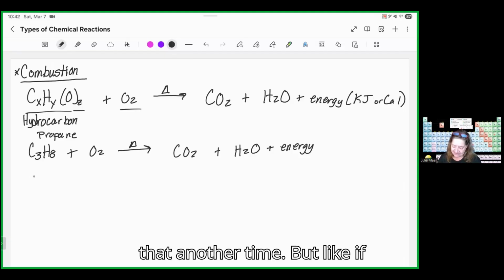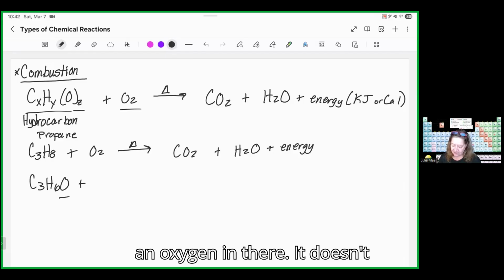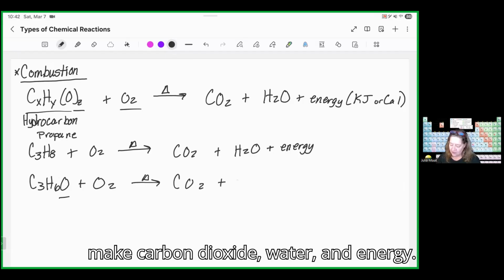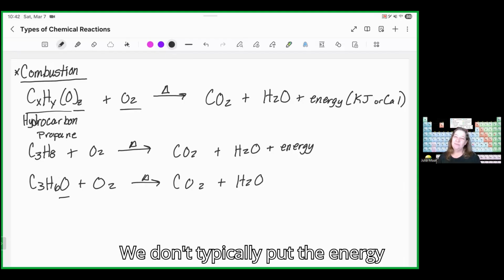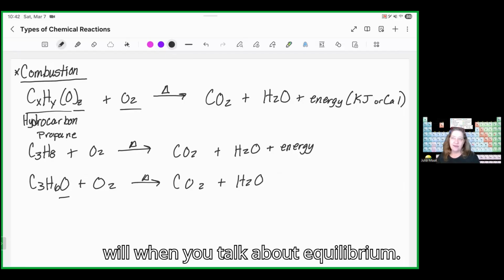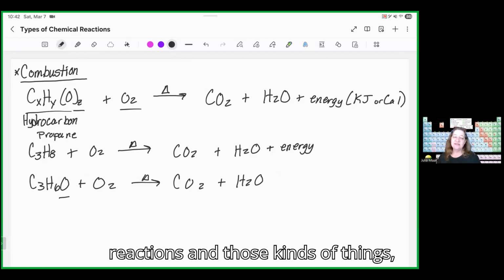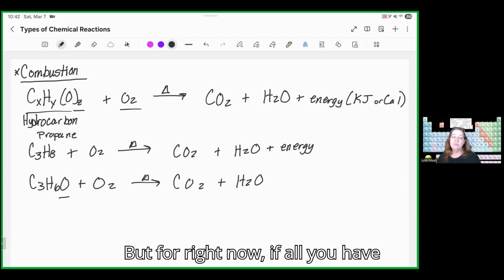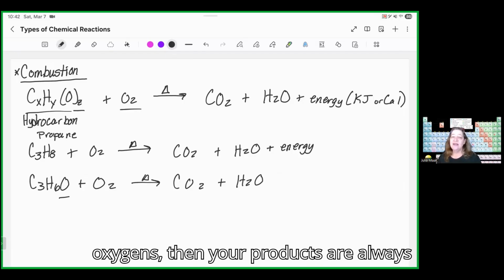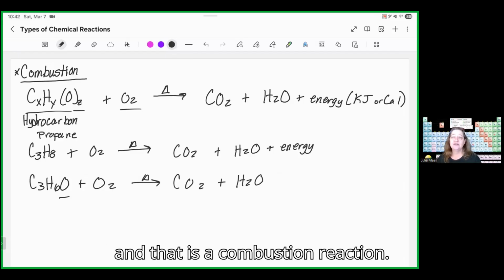But if I had C3H6O, this one has an oxygen in there. It doesn't matter. It is still going to make carbon dioxide, water, and energy. We don't typically put the energy into the equation. Later on, when you talk about equilibrium and whether it's an endothermic or exothermic reaction, we'll put the energy into the equation. But for right now, if all you have on the reactants is carbons, hydrogens, and oxygens, then your products are always going to be carbon dioxide and water, and that is a combustion reaction.